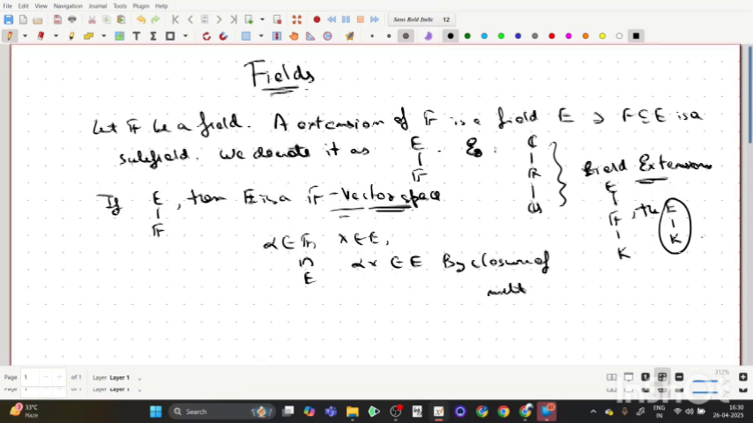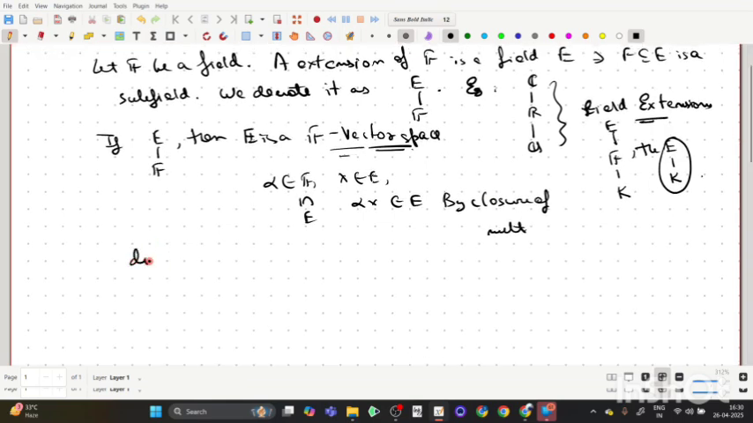And if E is an F vector space, then I can talk about the dimension of E as an F vector space. And this is something which we denote in this way, and it is called the degree of the extension E over F. Clear?